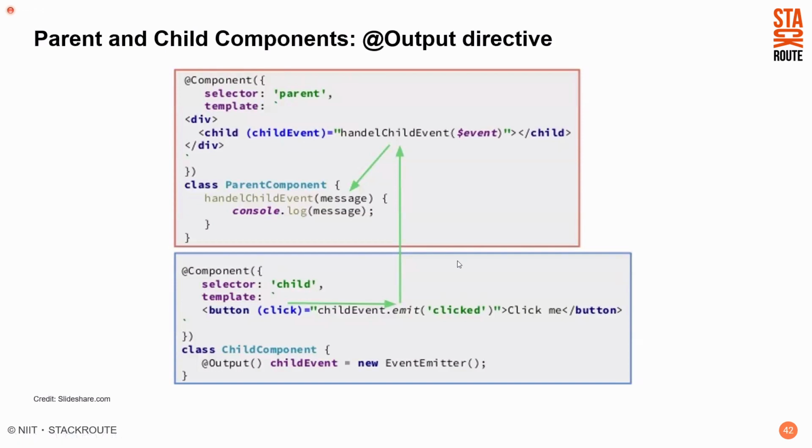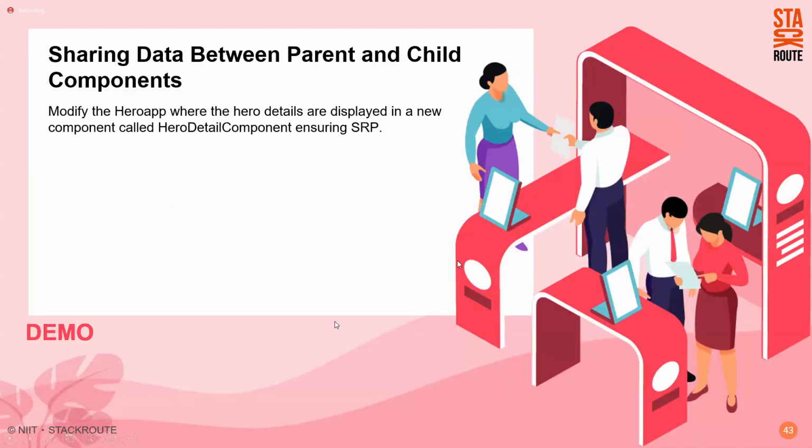Same thing we have tried. Instead of event, I passed K2. Here, handle child event. So I have called the parent function, here the child function, whenever this click event gets triggered. So, sharing data between parent and child component.